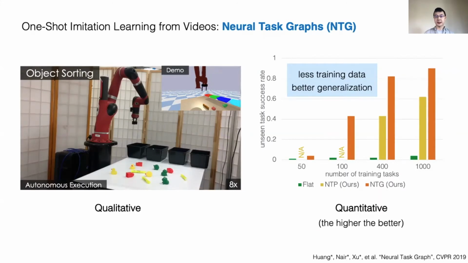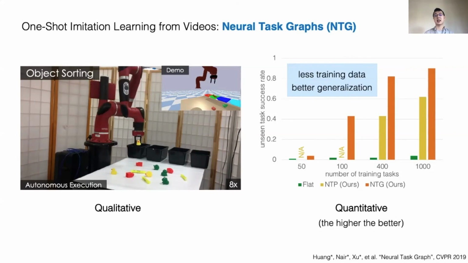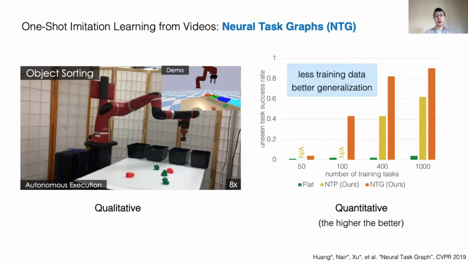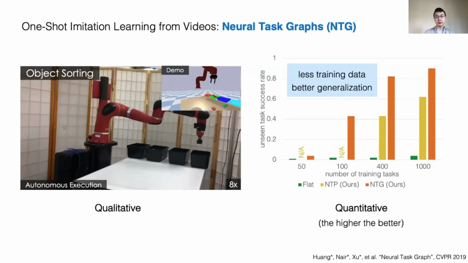So to show you some results, on the left, I'm showing you one example where we first use virtual reality controllers to collect a video demonstration of a task. And we see that the model can successfully understand the task and sort objects from different categories into their corresponding bins. Compared to the prior work that doesn't utilize this type of compositional prior, we show that our NTG model with such structured prior generalizes a lot better than the black box model, with less training data and weaker supervision.